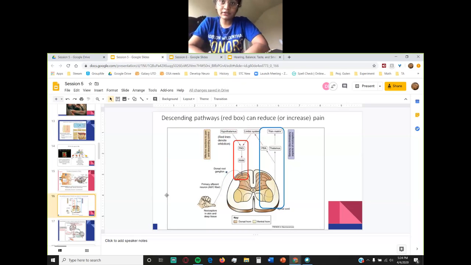Okay, there's different areas of the brain that can mediate our perception of pain. Your typical pain pathway is the one we talked about before, the spinothalamic pathway that moves up through the thalamus and into the somatosensory cortex and other areas of the brain that process pain.